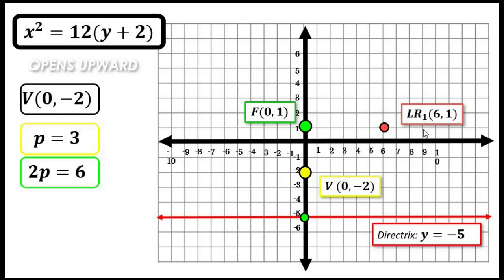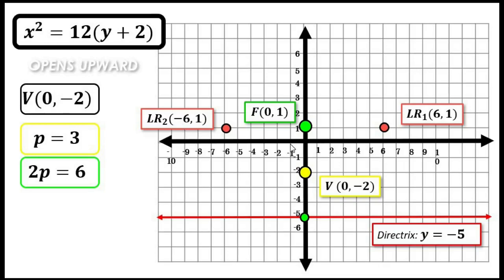The endpoints of the latus rectum can be labeled as LR sub 1. We now count 6 units to the left. So 1, 2, 3, 4, 5, 6. The other endpoint of the latus rectum will be at this point, (-6, 1). Now, the labels of the endpoints of the latus rectum are again interchangeable. It's up to you. What point would you like to label as LR sub 1 and LR sub 2?